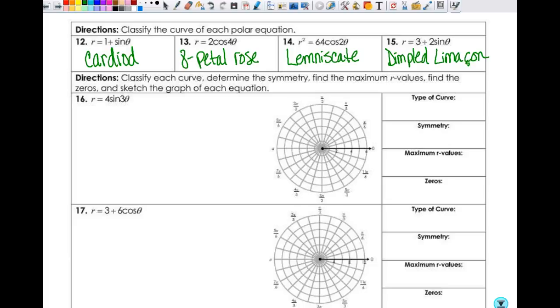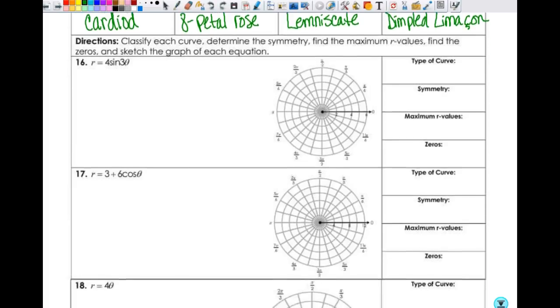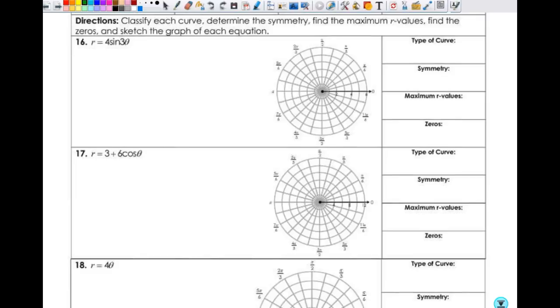All right, so now we're going to graph some where we have to do a little bit more work to get what we need. It says classify each curve, determine the symmetry, find the maximum R values, find the zeros, and sketch the graph of each equation. The first thing I want to do is figure out the type of curve. The type of curve here is a 3-petal rose. Then I need to find my maximum R values. So the sine of 3 theta has to be between 1 and negative 1. So I'm going to say if sine theta, oh, that is not an F.